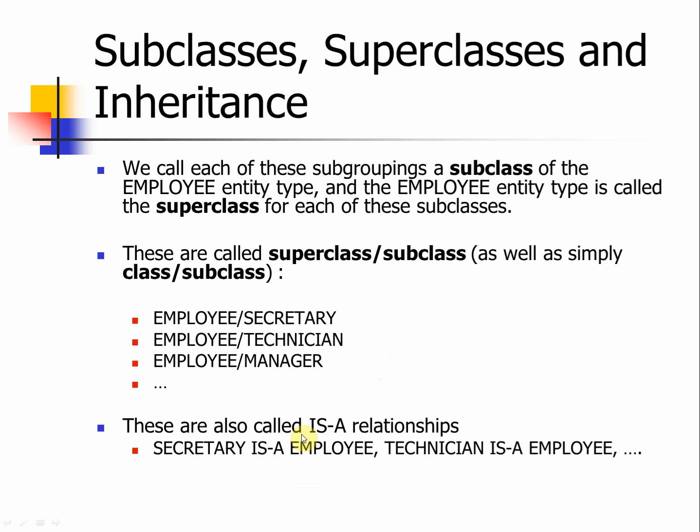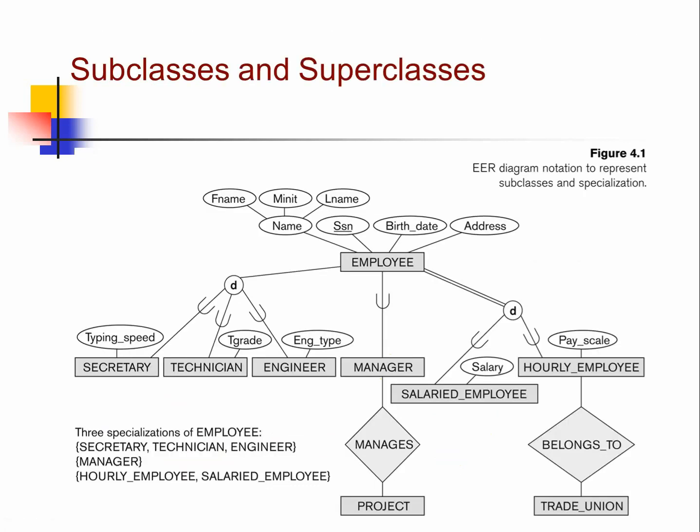These are also called is-a relationships, which is saying that secretary is an employee, technician is an employee. This is very different from the diamond-shaped relationship that we discussed. Let me try to explain it a little bit more. You can see that secretary, technician, engineer, they are also employees. Manager is also an employee. Salary employee, hourly employee are all employees. So for employees, they create superclass and subclass of those subclasses.